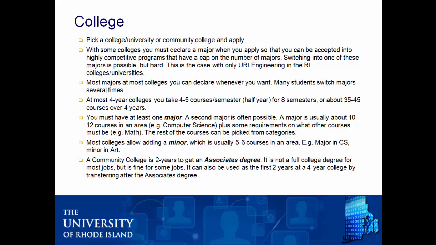It's possible to pick a second major, but sometimes that's a little tight to fit into 4 years. But it can often be done. After you've taken your major courses, then most colleges require you to take some what are called general education classes, classes in writing or art or something like that. And the rest of your courses can be picked as electives. At many colleges, you can do something called a minor. A minor is 5 or 6 courses in an area, where a major is 10 to 12 courses. So, for instance, you could major in computer science and minor in art.